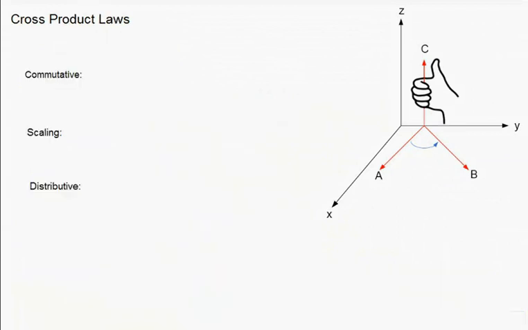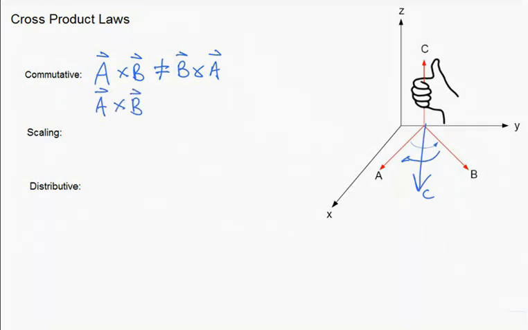There are three laws to remember when using the cross product. The first law is that vector A crossed with vector B does not equal vector B crossed with vector A. This is due to the right-hand rule, and if you were to curl your fingers the opposite direction from vector B to vector A, you would get a vector which points downwards instead of upwards. Therefore, the commutative rule that holds for the cross product is vector A crossed with vector B equals the negative vector B crossed with vector A.